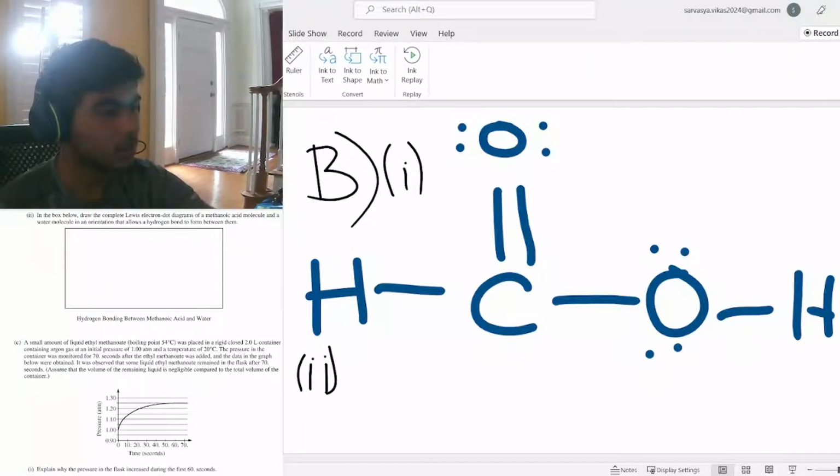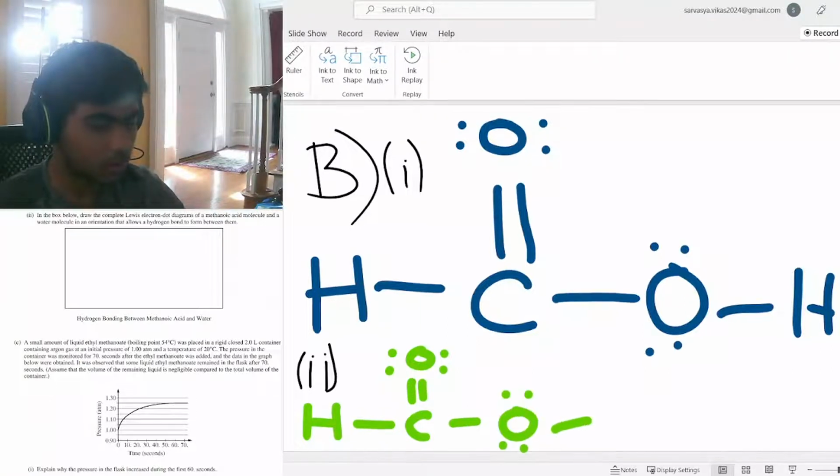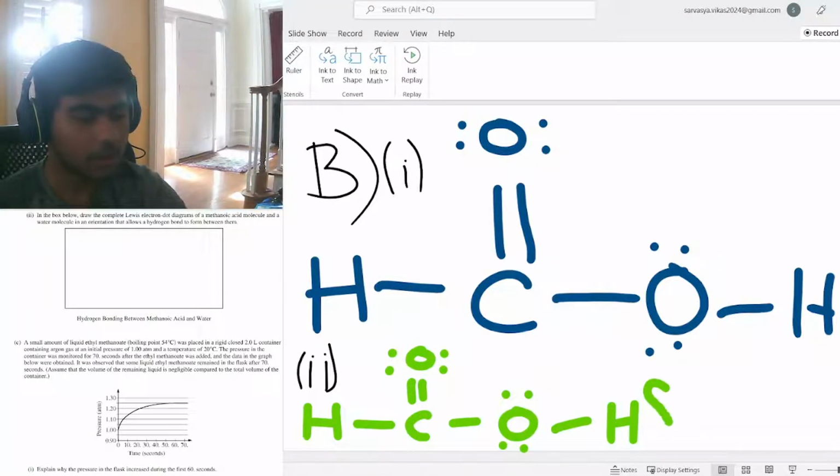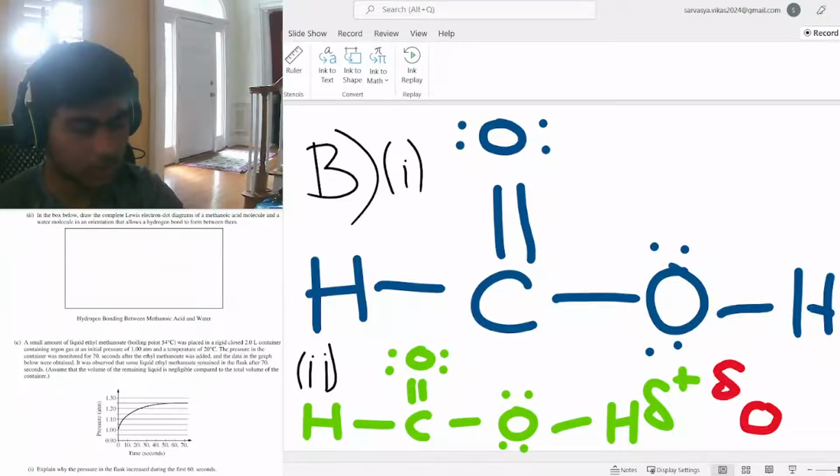Alright, so let's see. So we can draw our H here, to the C, connect to the O, to here. And then this hydrogen is going to be a partial positive charge. So it's going to be connected to an oxygen here, which is a partial negative charge, which of course is connected to our 2 hydrogens. That's a water molecule.